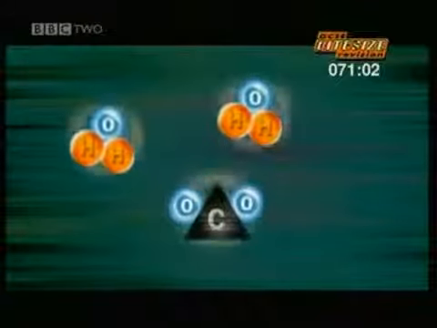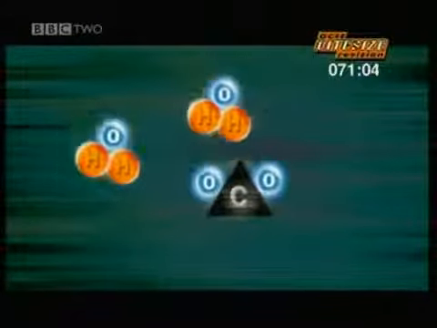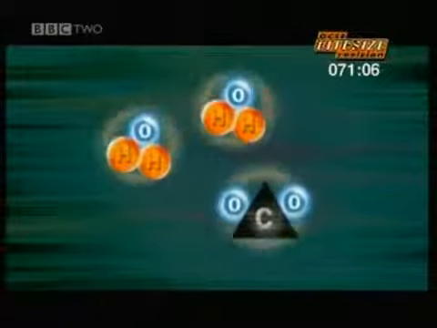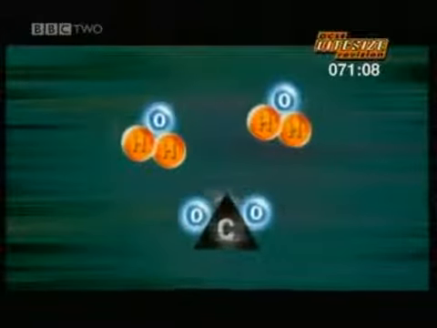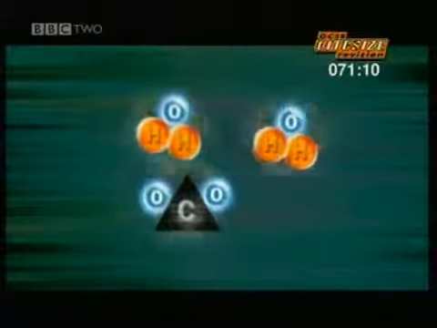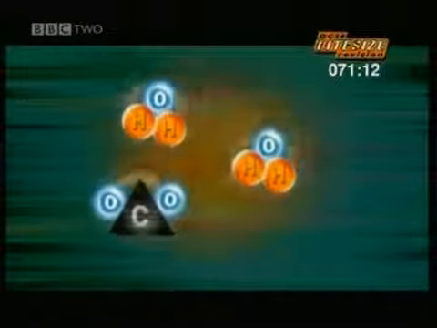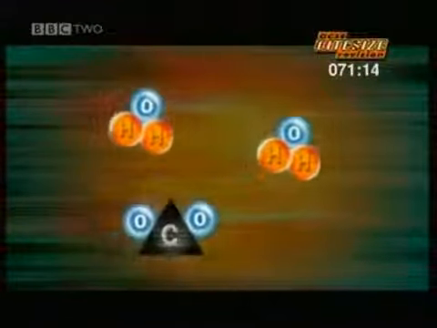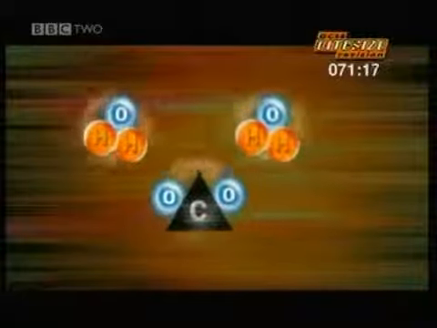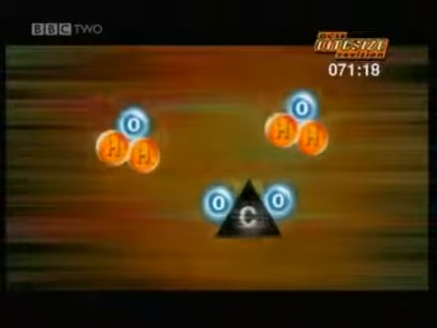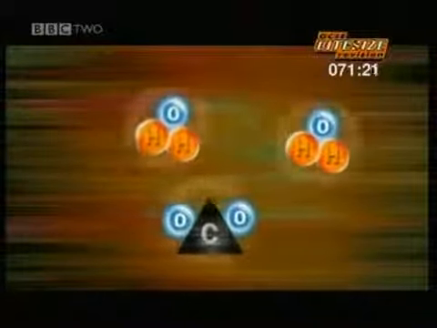But those molecules don't need all the energy that their individual atoms had when they were free. So making bonds releases energy. If making the bonds in the products releases more energy than it took to break the bonds in the reactants, the spare energy comes out as heat. Overall, the reaction is exothermic.